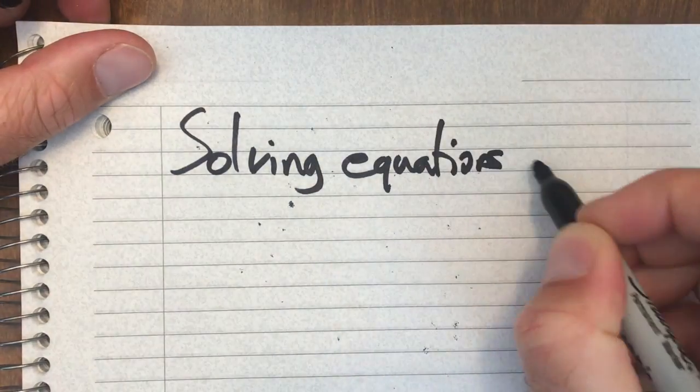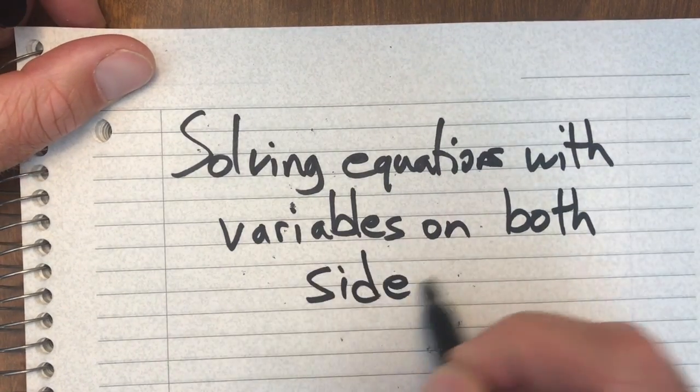Solving equations with variables on both sides. Welcome back. This time we're going to solve a problem where we have variables on both sides of the equal sign. So how does that come about?